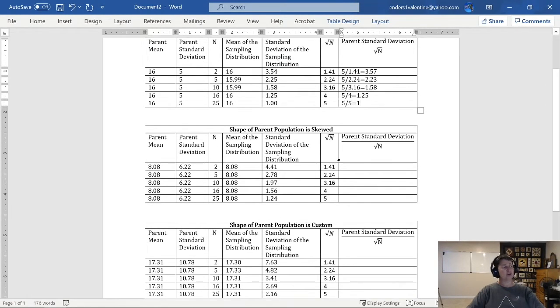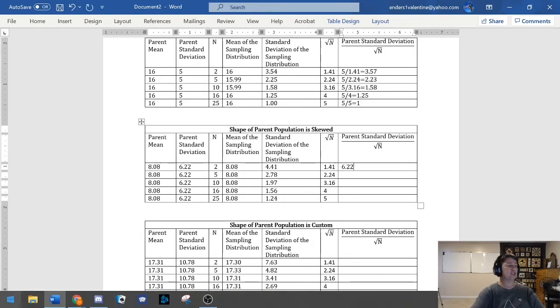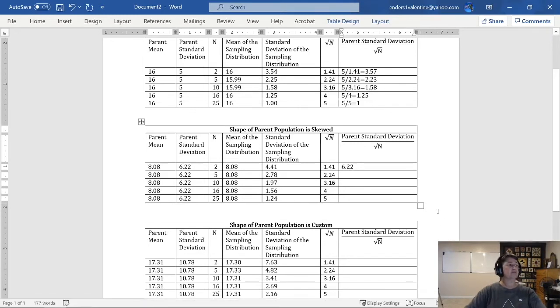Let's see if that works when my population was skewed. Is that going to be true here as well? Let's test it out. I'm going to take that parent standard deviation of 6.22 and divide it by the square root of the sample size, in this case the square root of 2, which was 1.41. When I do that division, 6.22 divided by 1.41, we get 4.41. Hey, that's the same as the standard deviation of our sampling distribution.